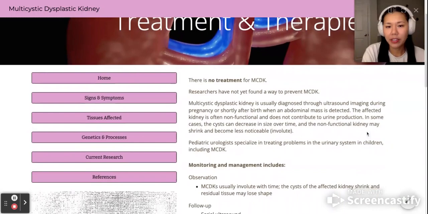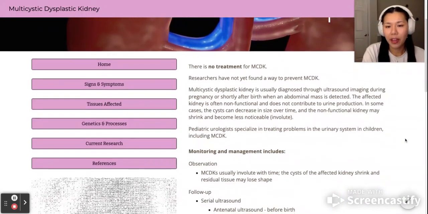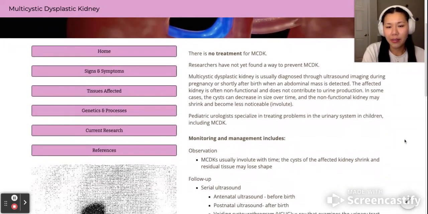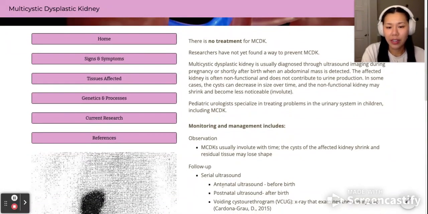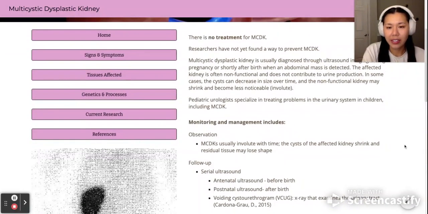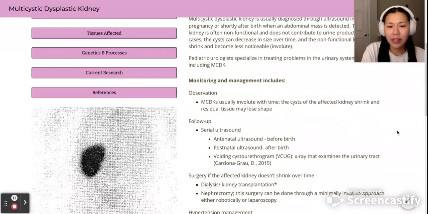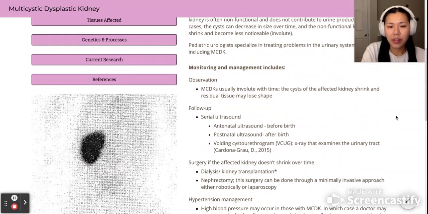So for treatment and therapies, there is no current treatment for MCDK, and there's also not a way to prevent it yet. But usually it is diagnosed through certain ultrasound imaging during pregnancy or shortly after birth, which is postnatal. So antenatal ultrasound before birth, postnatal after birth. And it usually does involve pediatrics. So pediatric urologists are often utilized in this to help treat it. And then observations are important, as well as follow-ups, the serial ultrasounds, which is periodic ultrasounds.